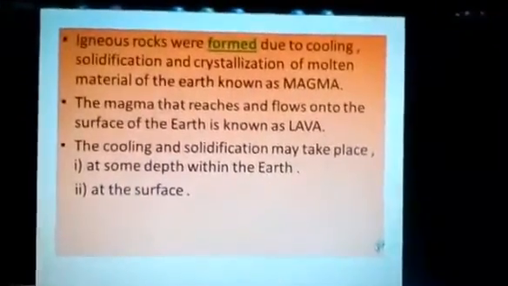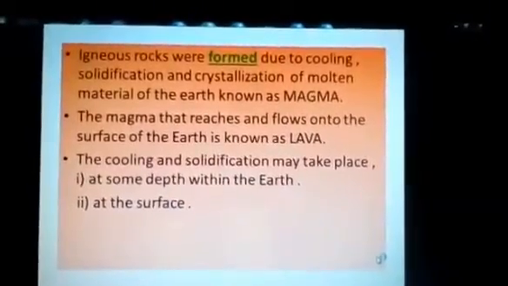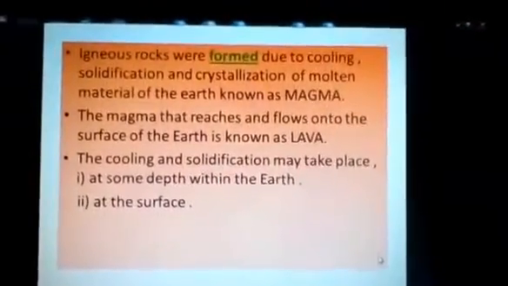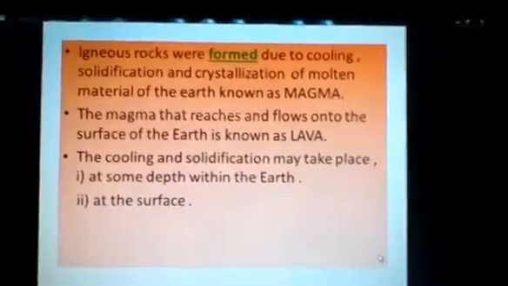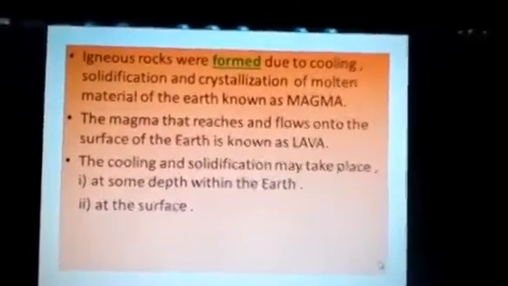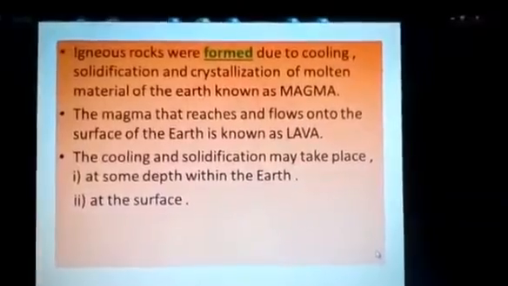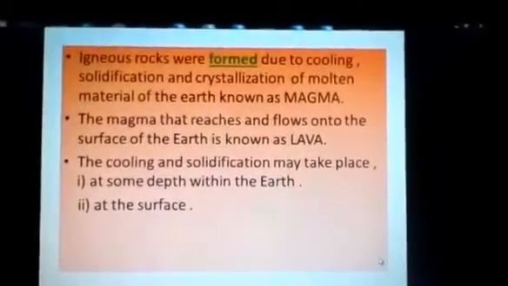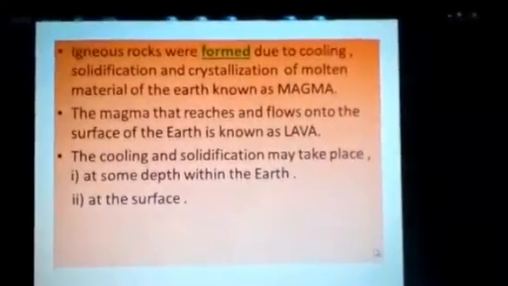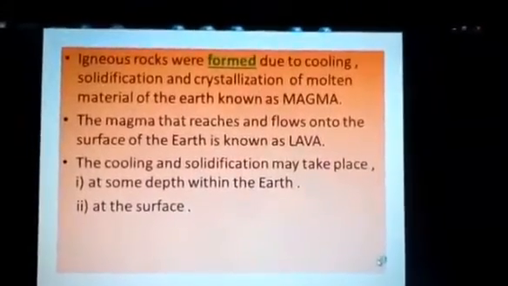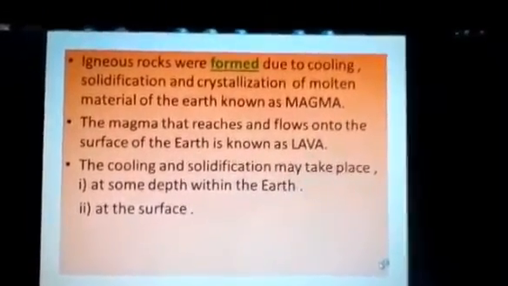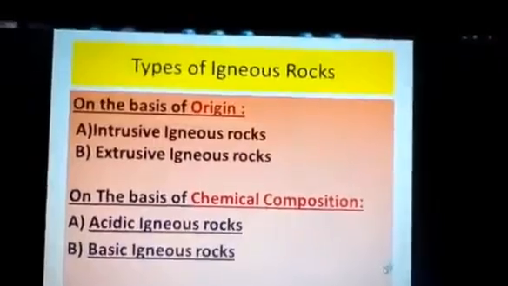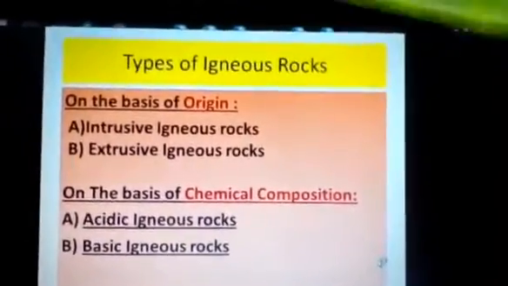The igneous rocks, as we discussed, were formed due to the cooling, solidification and crystallization of the molten material of the earth known as magma. Now this magma, when it reaches and flows onto the surface of the earth, is known as lava. And if the cooling and solidification is taking place at some depth, that means inside the earth, it is forming a different type of rock. And if it is cooling and solidifying at the surface, then it is forming another type of rock.